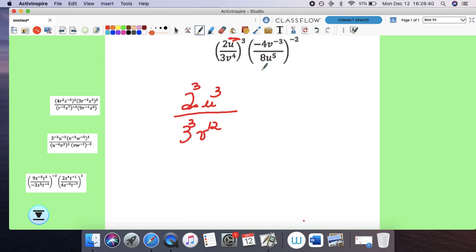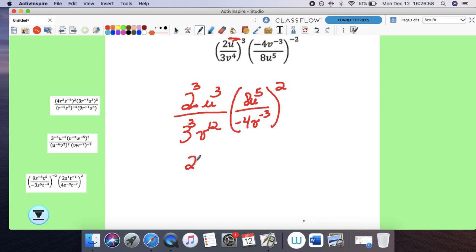Now, this one, you have to do a few things. The first thing you might want to do is make that positive, right? And if you make that positive, this changes. Okay. Now you can go ahead.